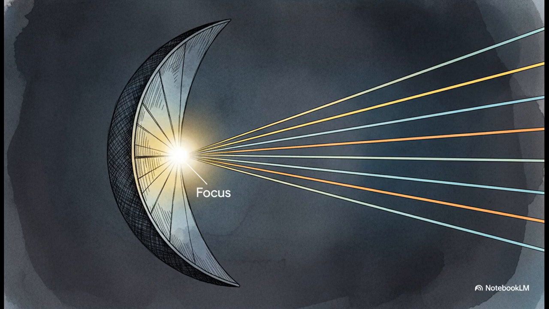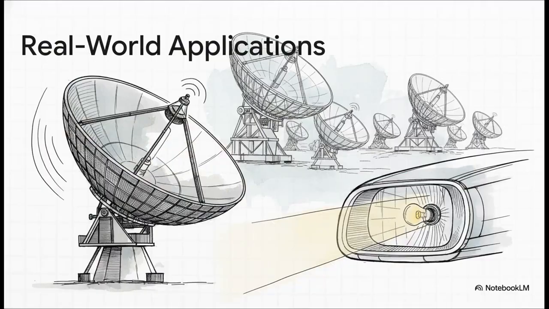When parallel rays, like light from a far-off star or a signal from a satellite, hit the inside of a parabola-shaped reflector, something amazing happens. Every single ray, no matter where it hits, bounces directly to one single point, the focus. It is an unbelievably efficient way to gather and concentrate energy. And once you know about this property, you start seeing it everywhere.